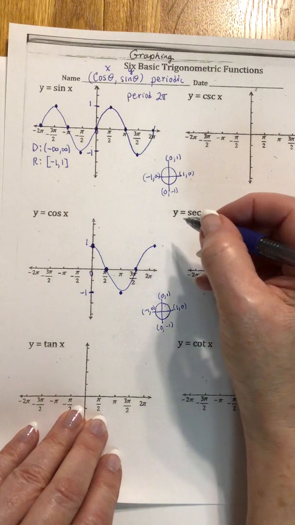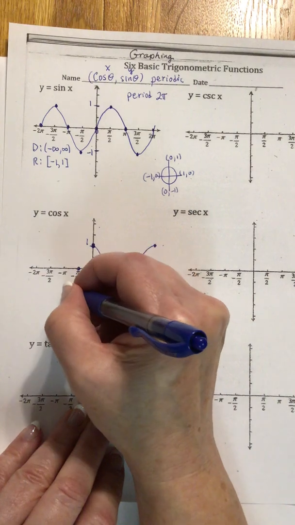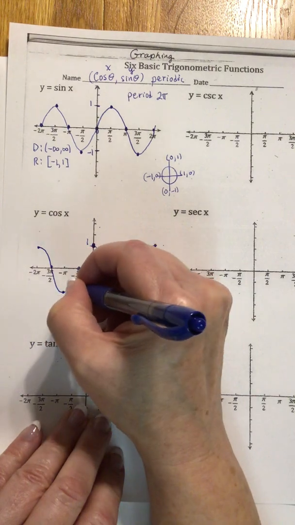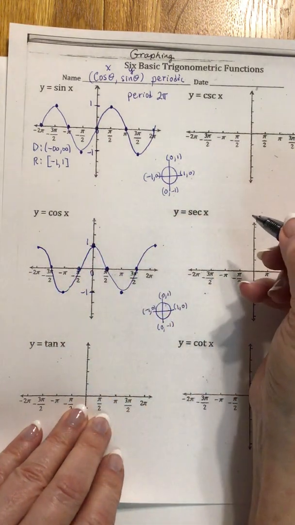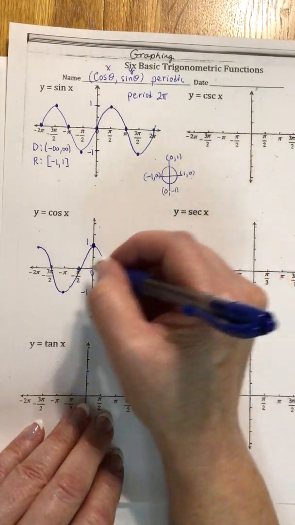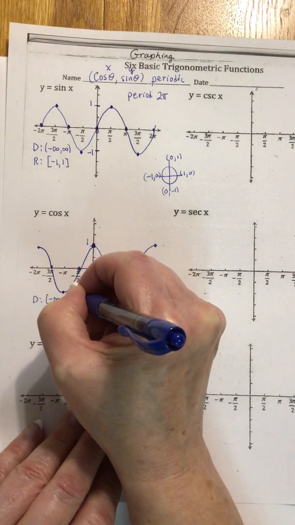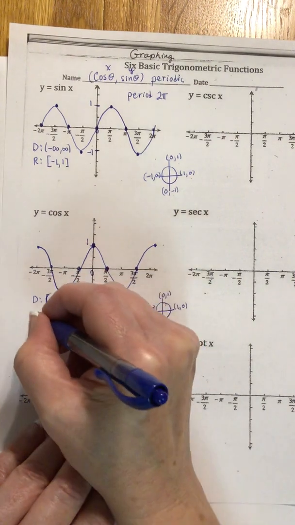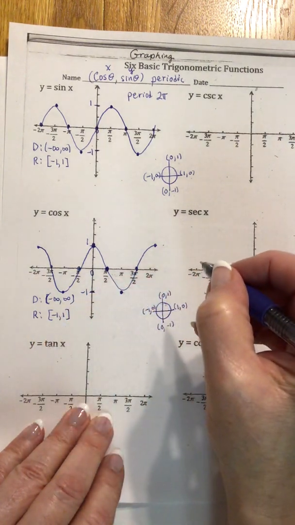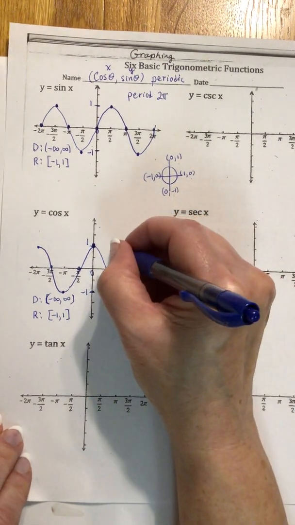Now, because we know that these are periodic, we can just repeat it from here, so it goes down and up again. So we have 0, negative 1, 0, 1. So you can see that cosine does the same thing as sine. So cosine repeats itself going from left to right. So its domain is going to be the same, negative infinity to infinity. And its range is going to be the same, negative 1 to 1. Okay, and this one also has a period of 2 pi.